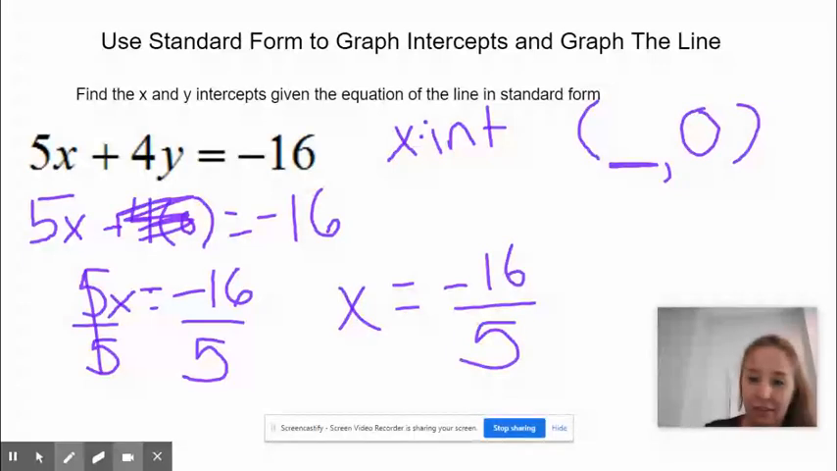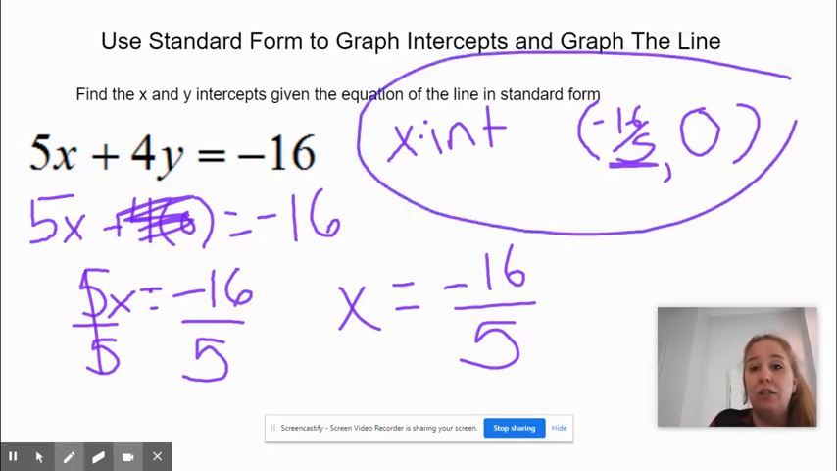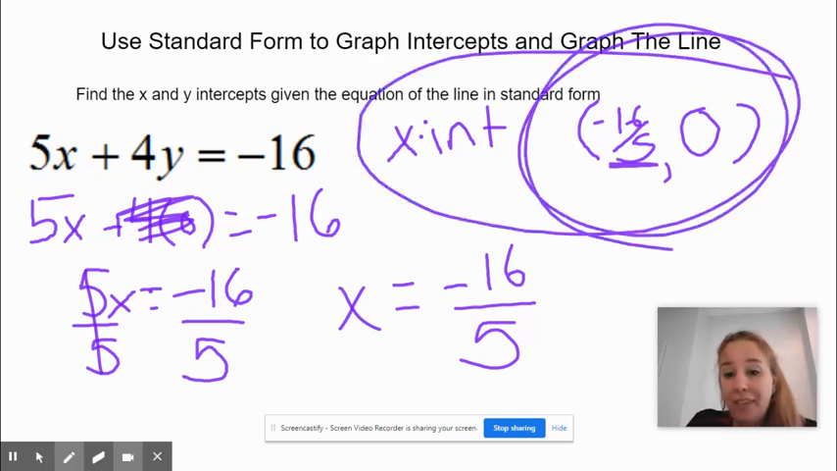Fractions happen. So your final answer for your x-intercept, okay, negative 16 over 5, comma 0. So that is your answer. So that's our x-intercept. Now we're going to solve for our y-intercept.